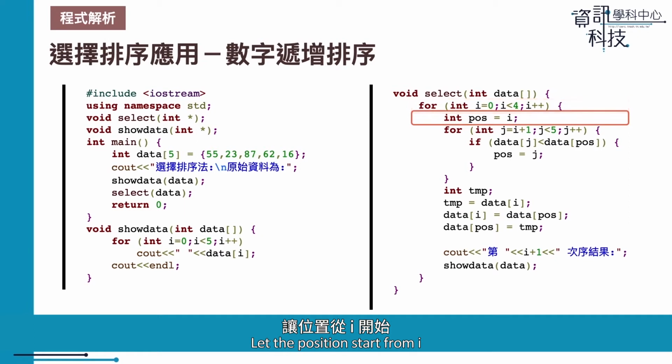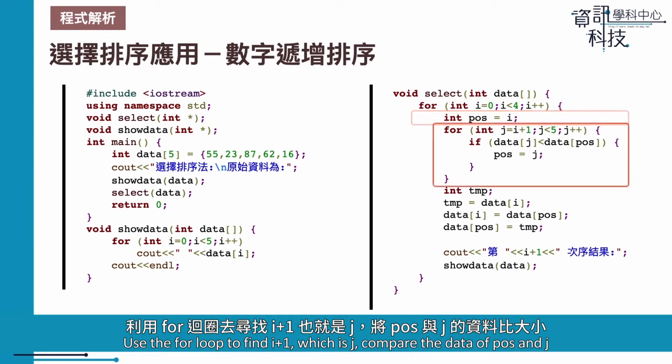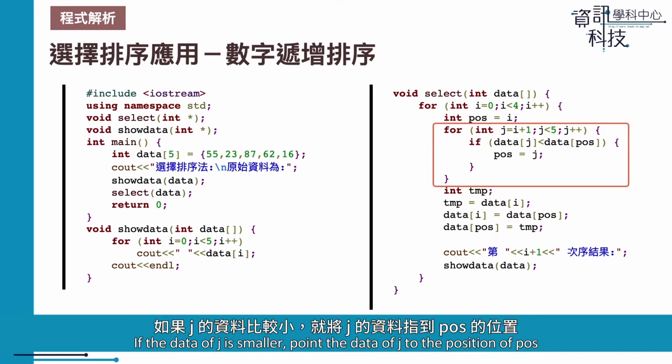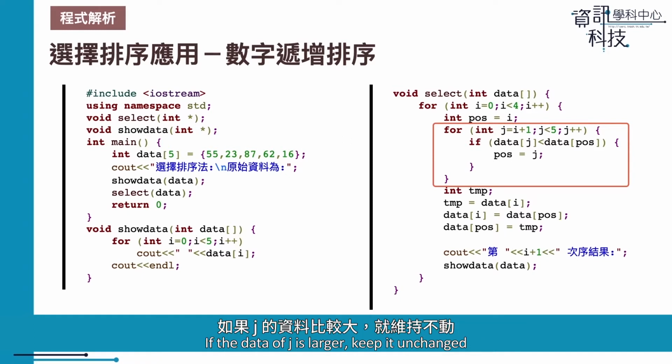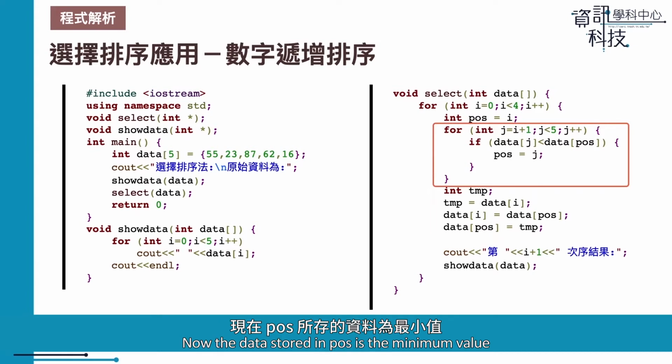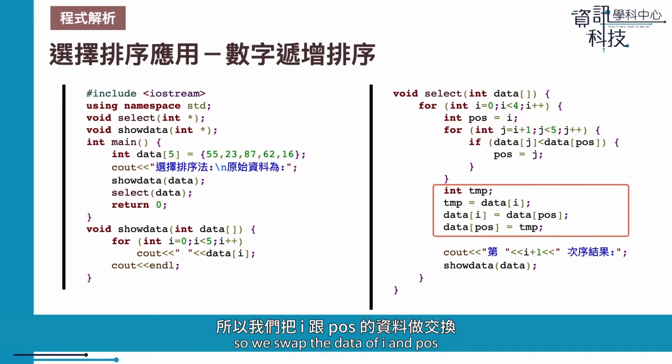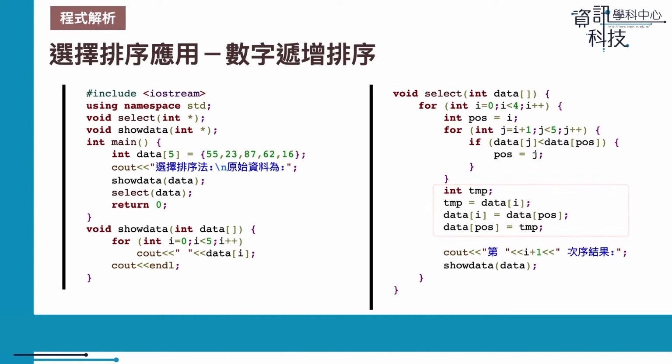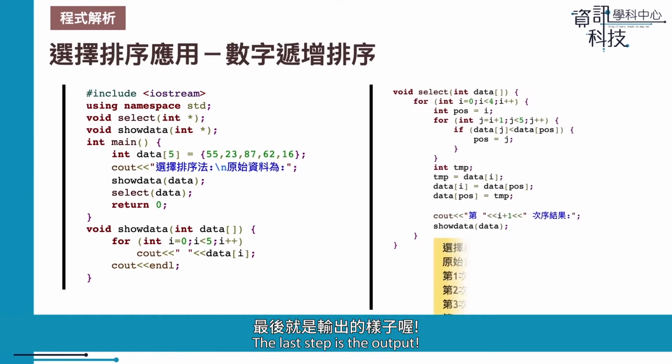Let the position start from i. Use the for loop to find i plus 1, which is j, and compare the data of posts and j. If the data of j is smaller, point the data of j to the position of posts. If the data of j is larger, keep it unchanged. Now the data stored in posts is the minimum value, so we swap the data of i and posts. The last step is the output.